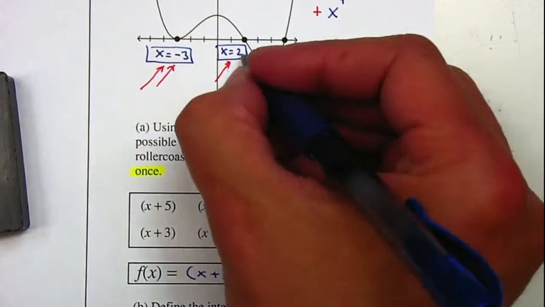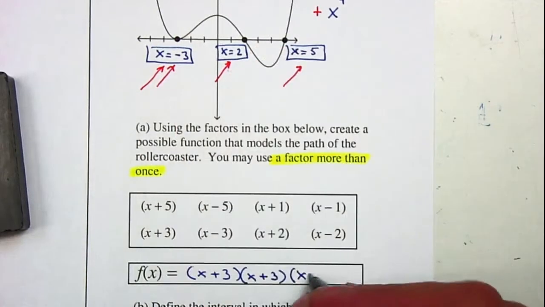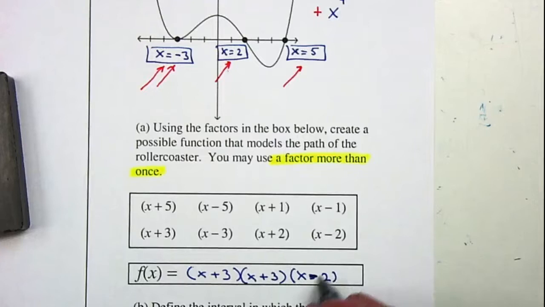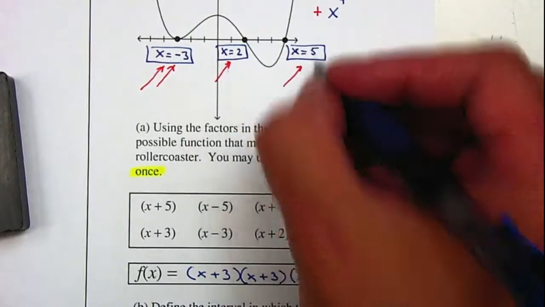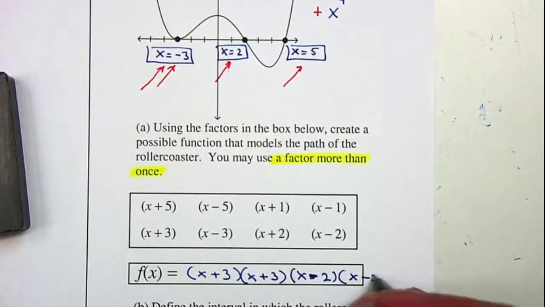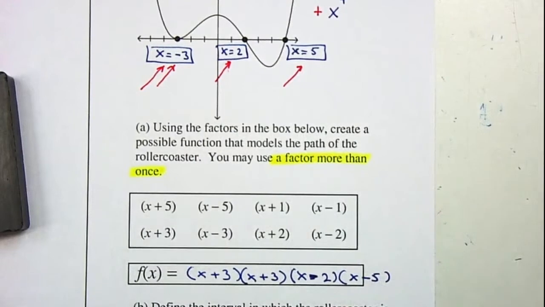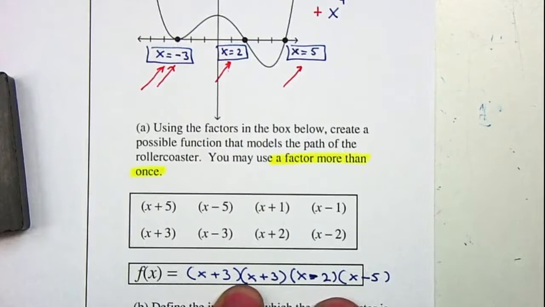The next one is x equal to 2, so therefore x minus 2. Once we move the 2 to the right, it becomes a positive 2. The last one is x equal to 5, so this will be x minus 5. And ideally, you should be able to multiply this out to get a polynomial, but they're not asking you to do so.